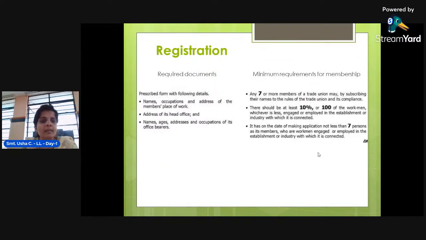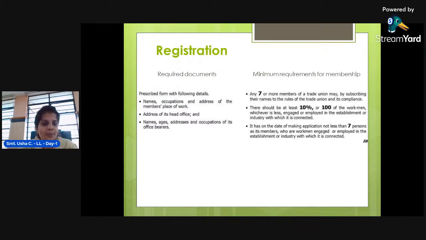In order to have a formal trade union, the members of the trade union must go for registration. So what are the formalities to be fulfilled to get a registration of this trade union? Here there are some documents required for registering the trade union of a particular organization. They have to provide the details in a prescribed form.